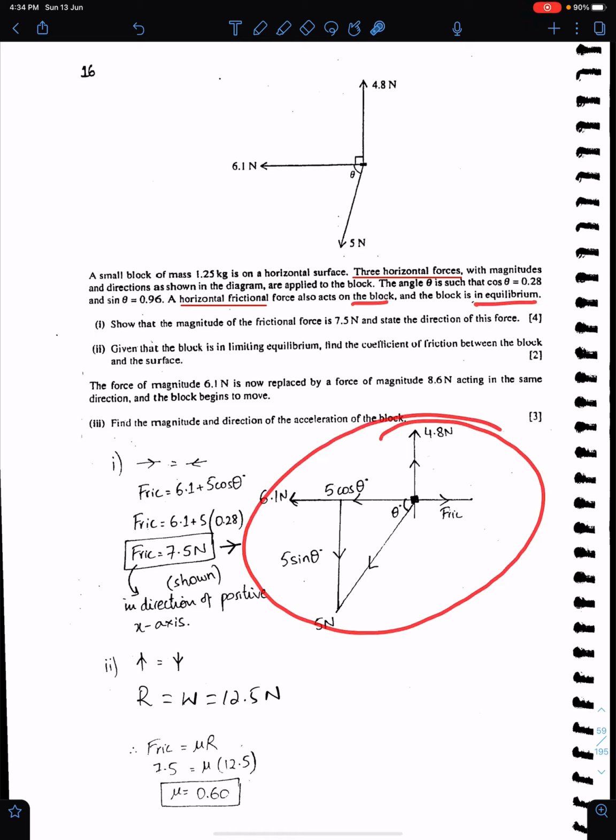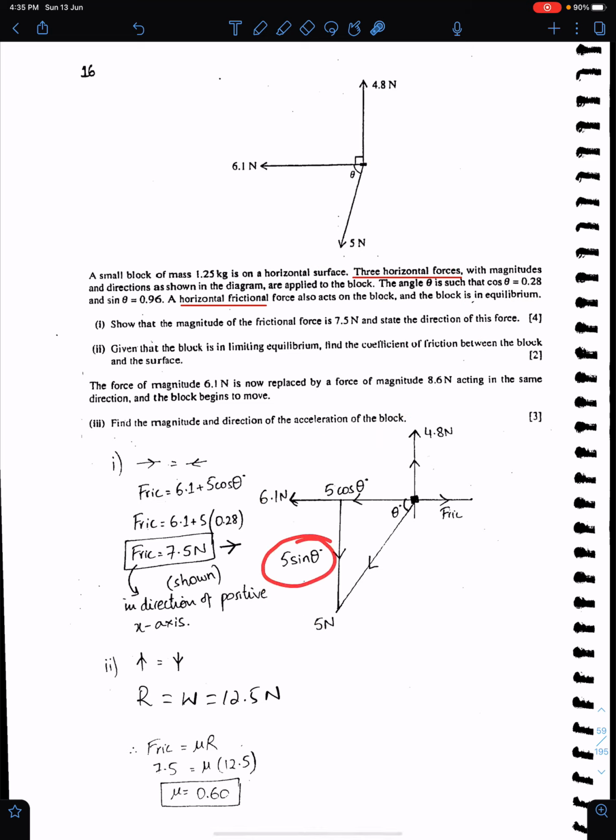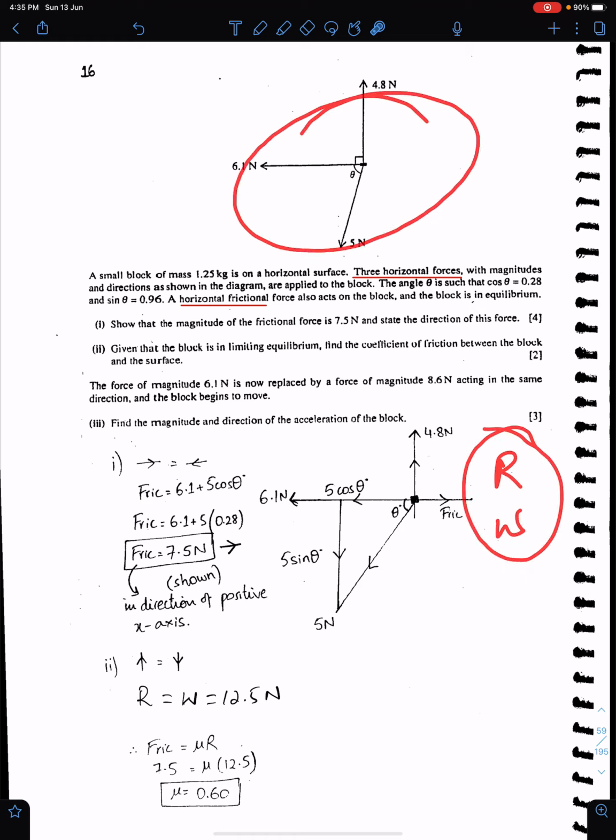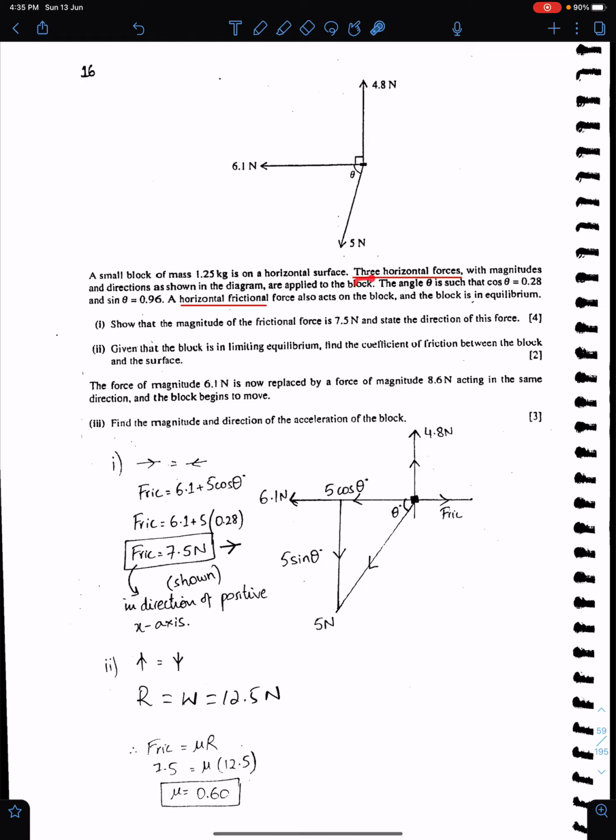This is the force diagram of this situation. This 5 has two components, 5 sin theta, 5 cos theta, and we will ignore the normal reaction and weight while resolving these forces, because we are resolving horizontal forces. Therefore, friction is equal to 5 cos theta plus 6.1 newtons. Hence, friction is 7.5 towards right.